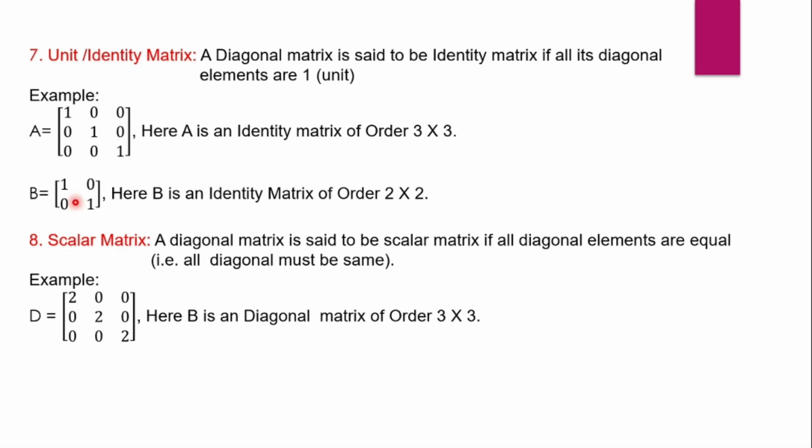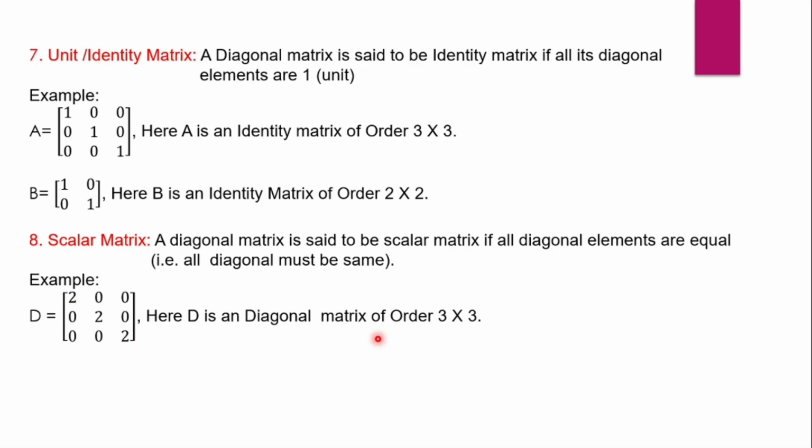In a similar fashion, I have an identity matrix of order 2 cross 2, where I have kept 1 1 in the diagonal elements and the rest are all 0. Moving ahead to the scalar matrix. A diagonal matrix is said to be a scalar matrix if all diagonal elements are equal, that is, all diagonal elements must be the same. As you can see here, all the diagonal elements are the same. Here D is a diagonal matrix of order 3 cross 3.